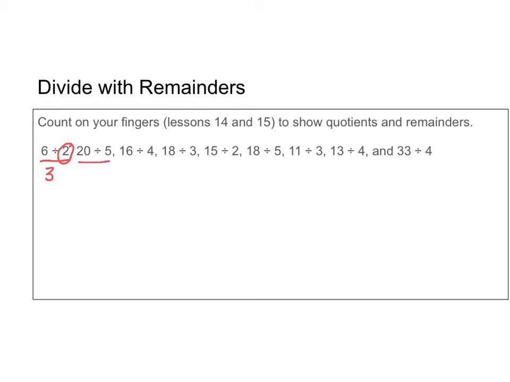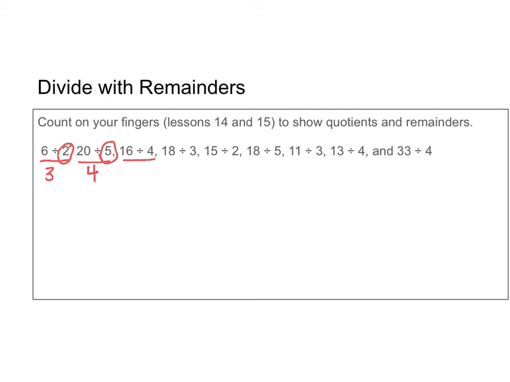Okay, let's look at 20 divided by 5. Again, what are we going to count by? We're going to count by 5s because that is our divisor. Alrighty, here we go. 5, 10, 15, 20. So how many times did 5 go into 20? 4 times. Are there any remainders? No remainders.